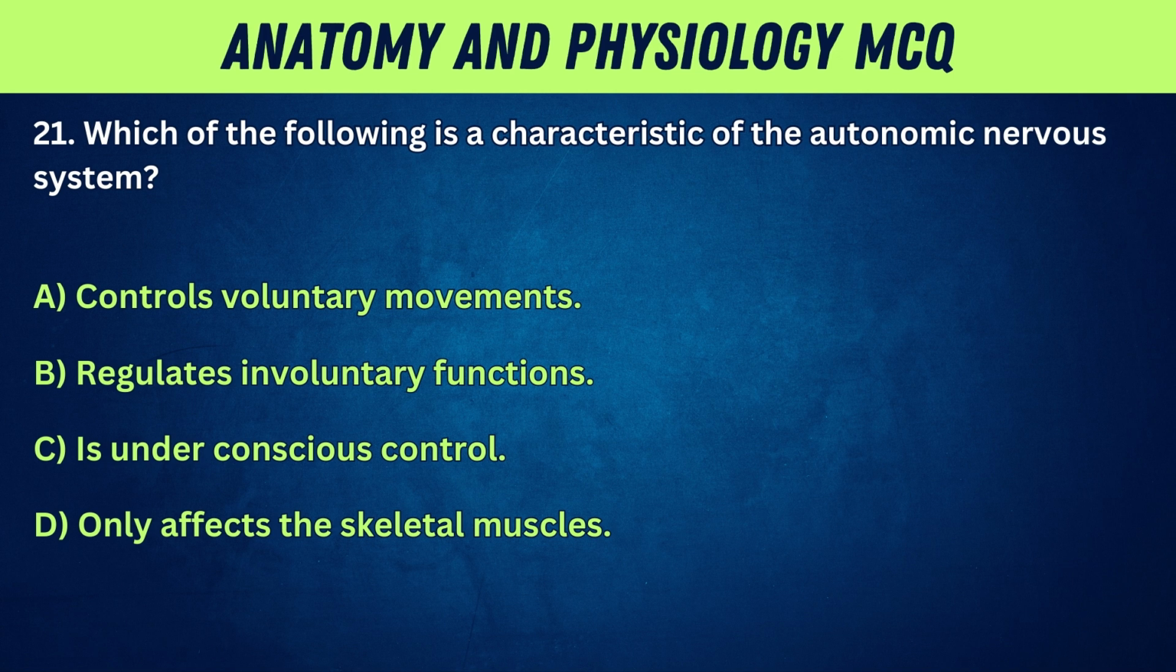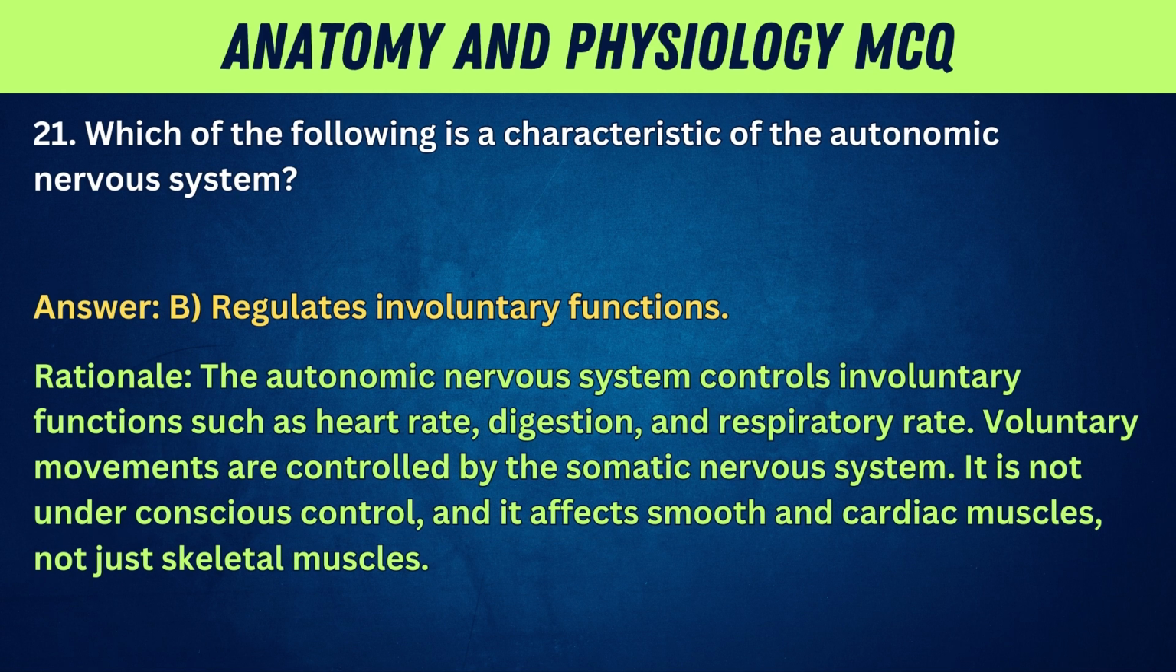21. Which of the following is a characteristic of the autonomic nervous system? A. Controls voluntary movements. B. Regulates involuntary functions. C. Is under conscious control. D. Only affects the skeletal muscles. Answer: B. Regulates involuntary functions. Rationale: the autonomic nervous system controls involuntary functions such as heart rate, digestion, and respiratory rate. Voluntary movements are controlled by the somatic nervous system. It is not under conscious control, and it affects smooth and cardiac muscles, not just skeletal muscles.